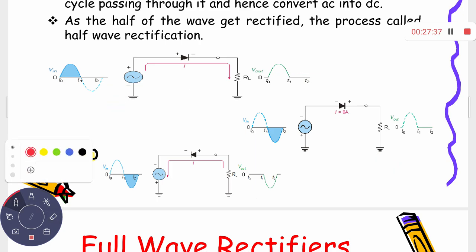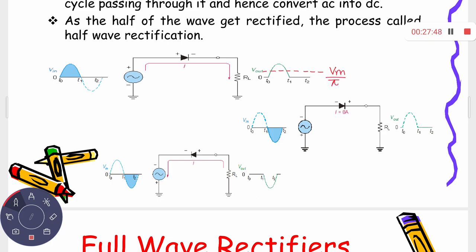So, if this is my input, so I may assume that Vm by pi is that particular voltage level which exists from T0 to T1. Or I can write that my V out of t is equal to some VDC, which is nothing but Vm by pi, plus something which we call the ripple.